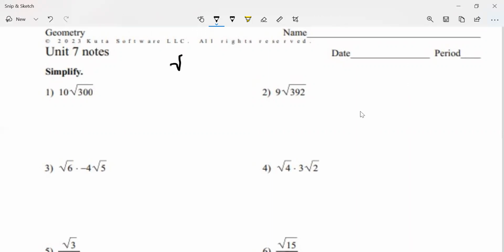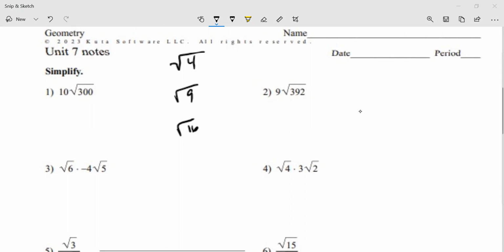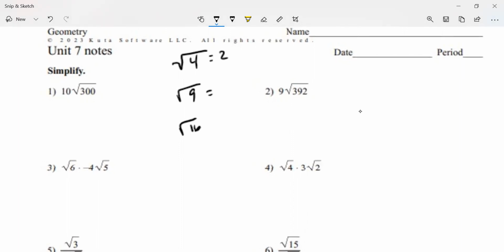So that looks like this. But we're familiar with square roots, so I'm going to find the perfect squares, right? The perfect square is a number, like for example, the square root of 4, the square root of 9, the square root of 16. I'm finding the perfect squares, and we call those perfect because I can think of a number that multiplied by itself will give me 4, or will give me 9, or will give me 16. As a matter of fact, we know the square root of 4 is 2. The square root of 9 is 3. The square root of 16 is 4.